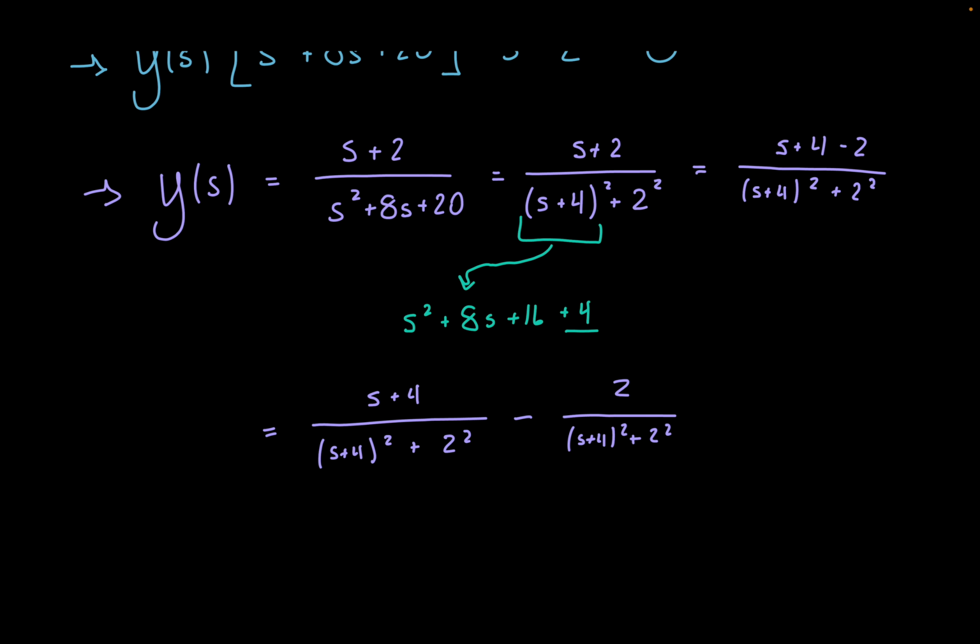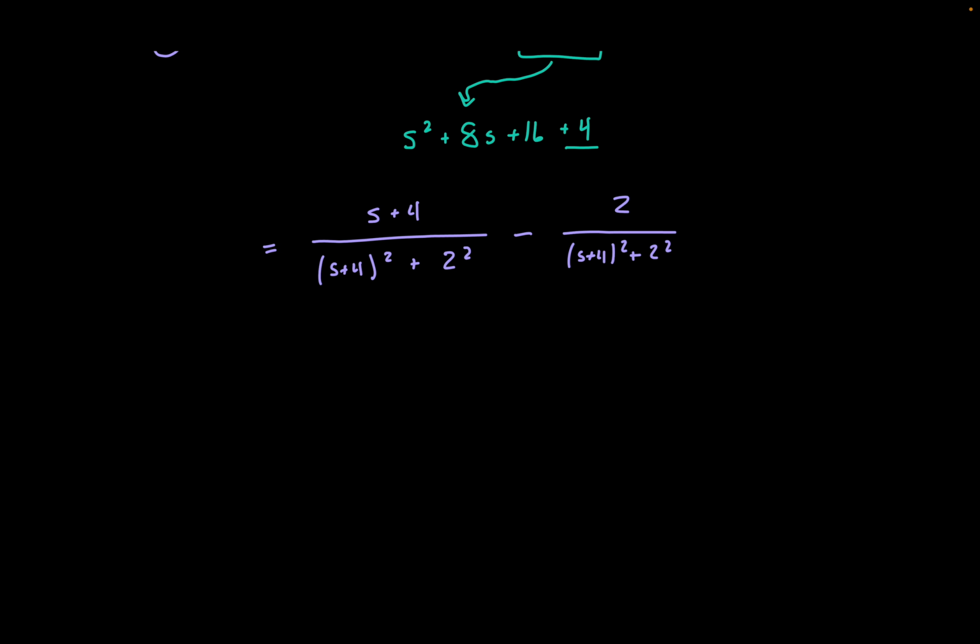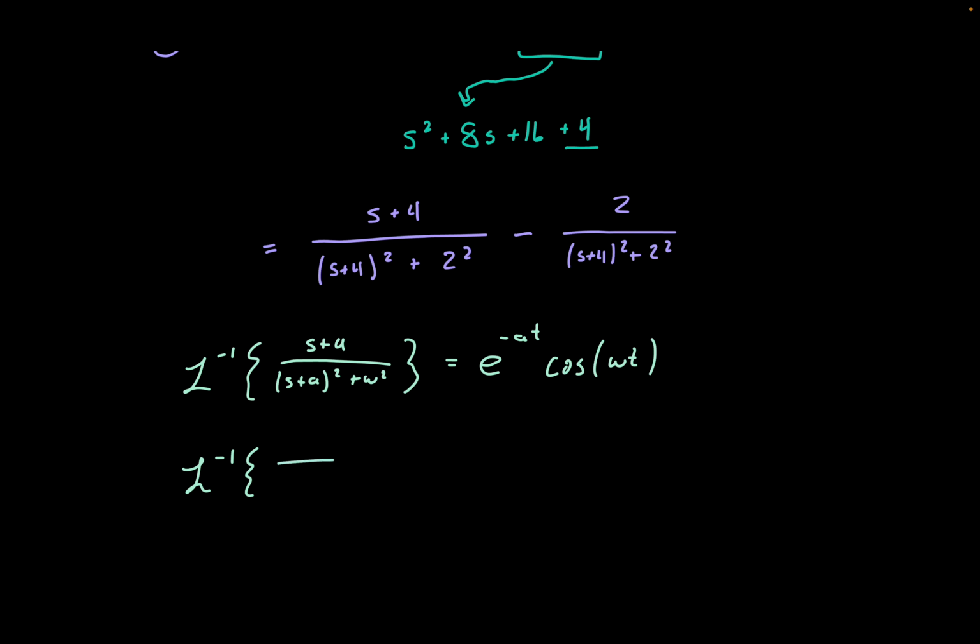Now the whole reason we did this is because we have two inverse Laplace transforms that will solve each of these. The first one is the inverse Laplace transform of s plus a divided by s plus a squared plus omega squared. That's going to be equal to e to the negative a t times cosine of omega t. And the other one that we're going to use is the inverse Laplace transform of omega divided by s plus a squared plus omega squared. That's going to be equal to e to the negative a t times sine of omega t.